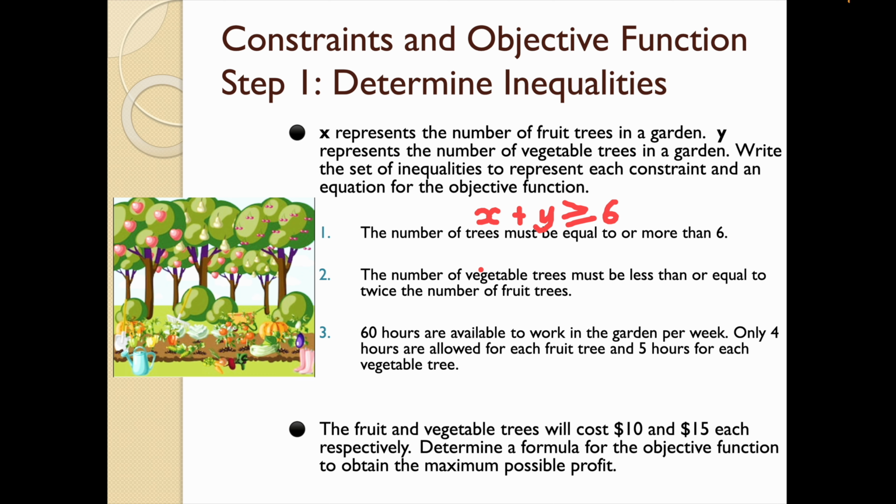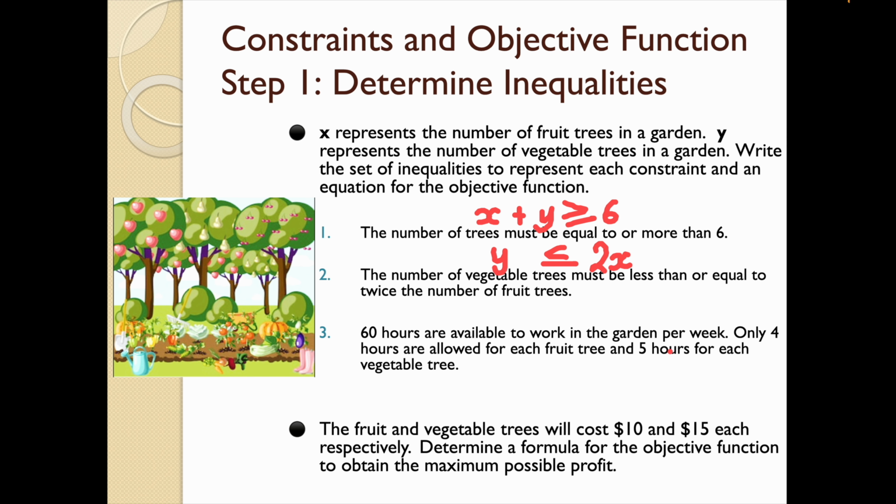The next part says the number of vegetable trees, which is represented by y, must be less than or equal to twice the number of fruit trees. So twice the number of fruit trees is 2x, so y is less than or equal to 2x. Now the last part says 60 hours are available to walk in the garden per week. If you have 60 hours available to walk in the garden per week, that shows there's some form of restriction. You're restricted to 60 hours a week, so you can't go past 60.